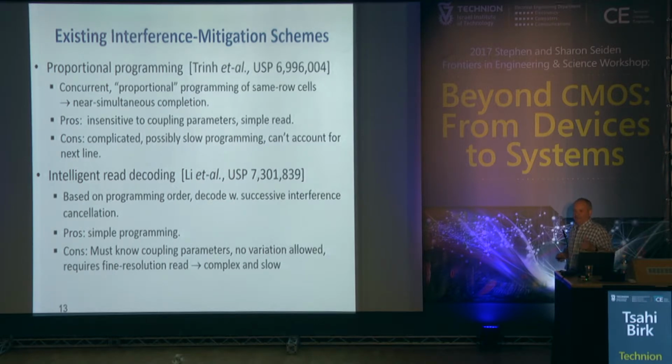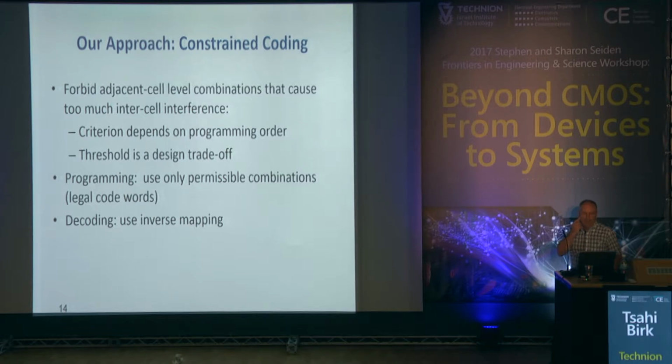So we can cancel it and know what that one should have been given what we read. However, this requires that we read threshold voltages, detect them in a much finer resolution than just the levels, because we need to account for partial level shifts. So can be done, but not simple. Our approach comes from a totally different world, from the coding world. We say, and coding people may view this as some kind of an abuse of coding, but we don't care. We basically forbid the use of adjacent cell level combinations that cause too much intercell interference.